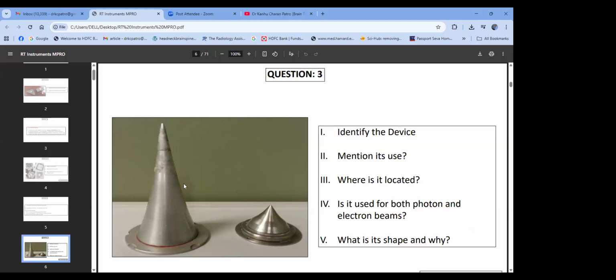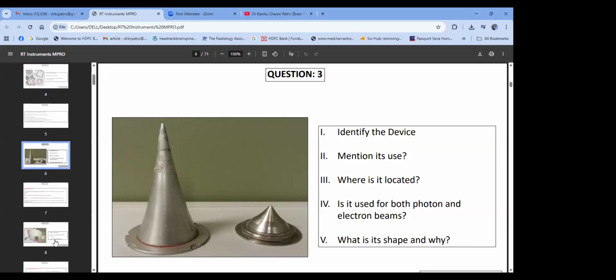So why is this shaped like a cone? The shape is conical so that more of the central beams are absorbed and the peripheral photons are balanced, so that the fluence that comes across is homogeneous. Okay. So coming to the next question.